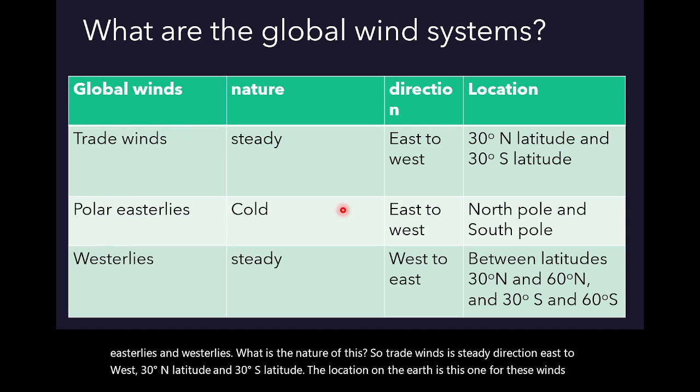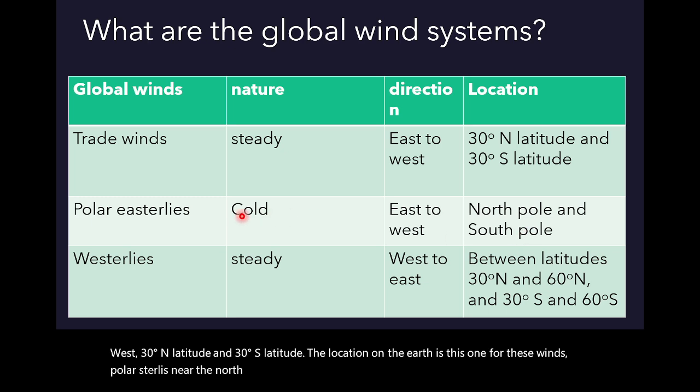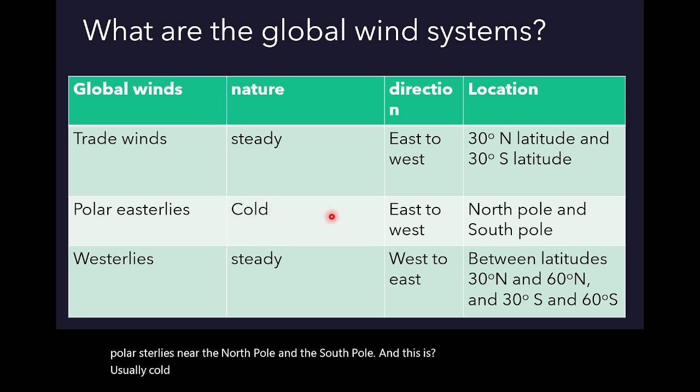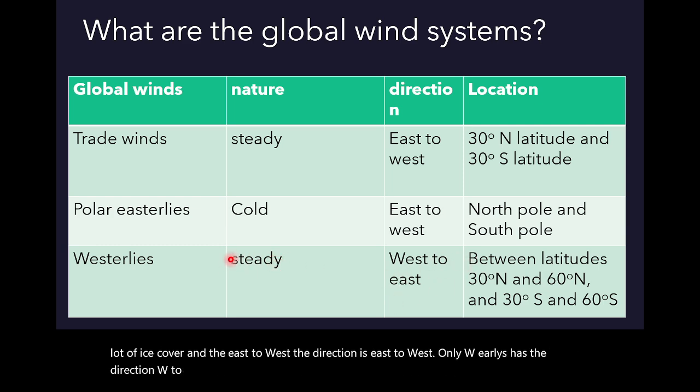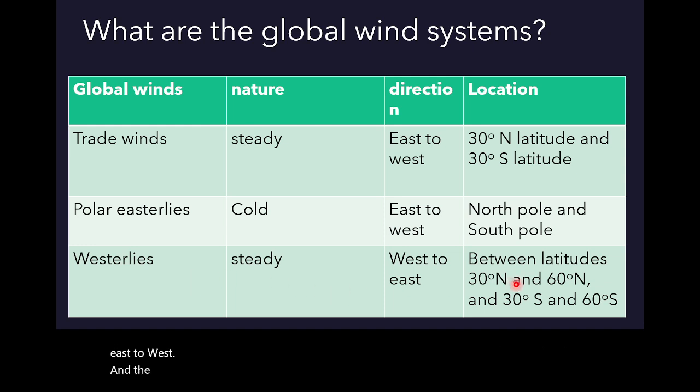Polar easterlies are near the north pole and the south pole, and are usually cold, because at the north pole and south pole there are many glaciers and a lot of ice cover. Their direction is east to west. Only the westerlies have the direction west to east, and it is steady. The polar easterlies and trade winds both have directions east to west, and the westerlies' location is between latitudes 30 to 60, on both sides, in the north and in the south.